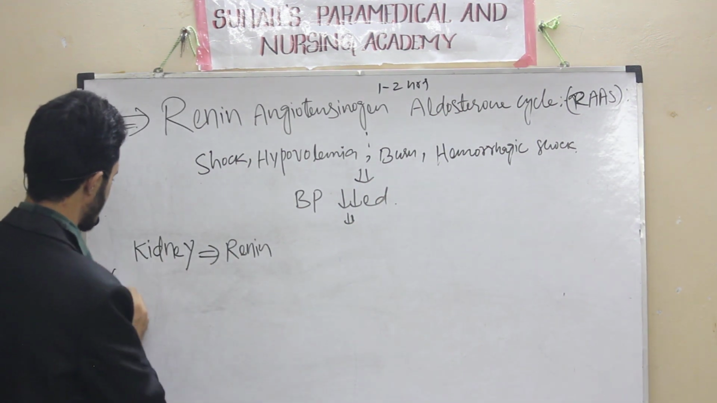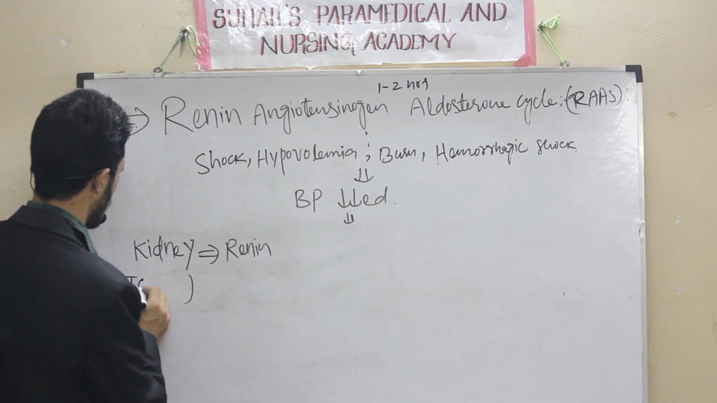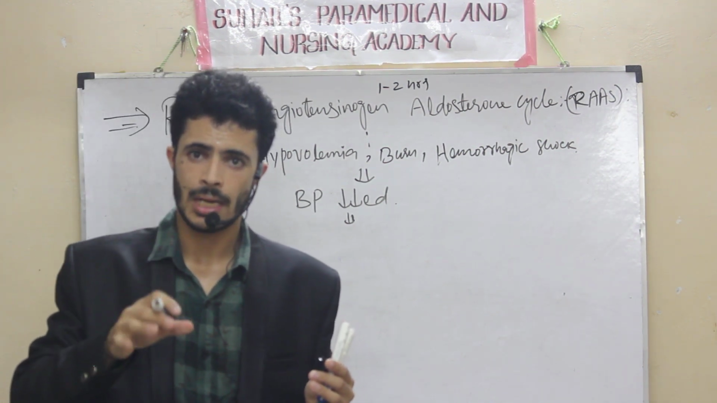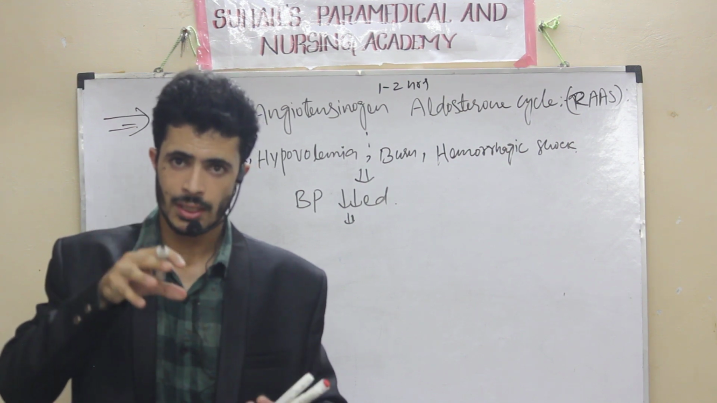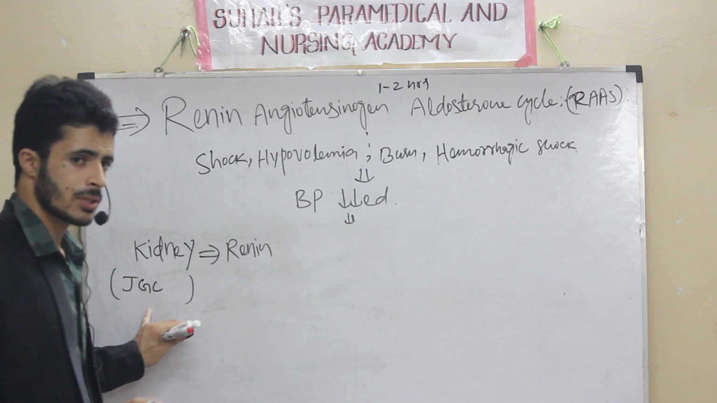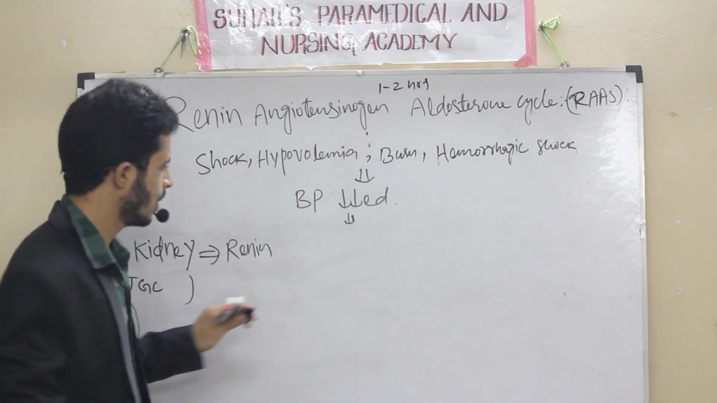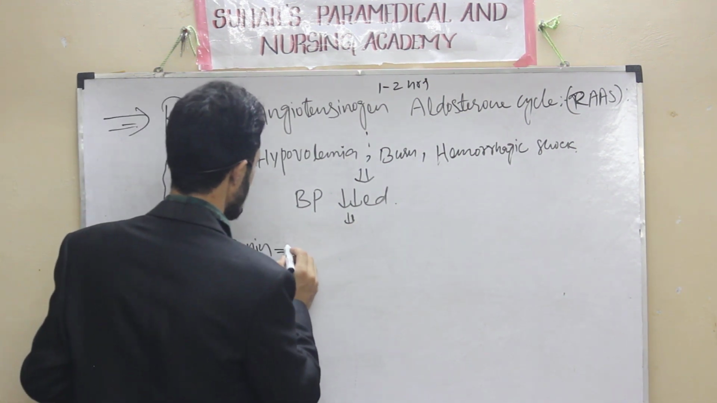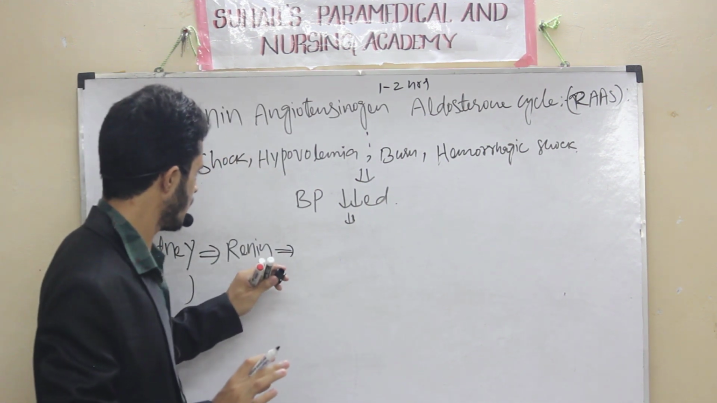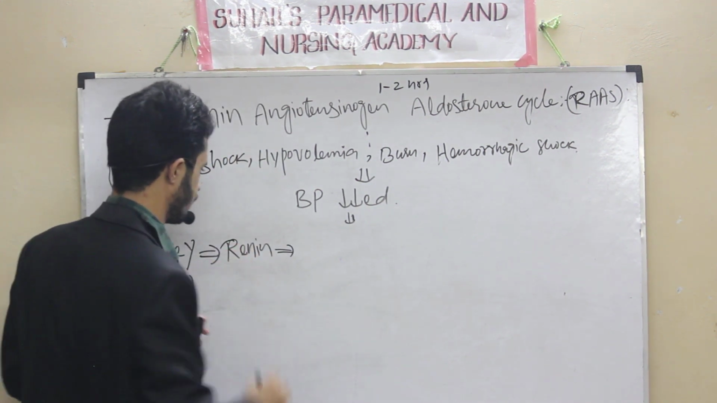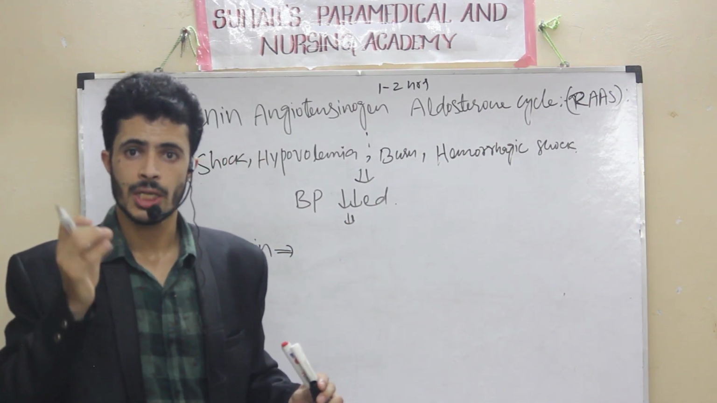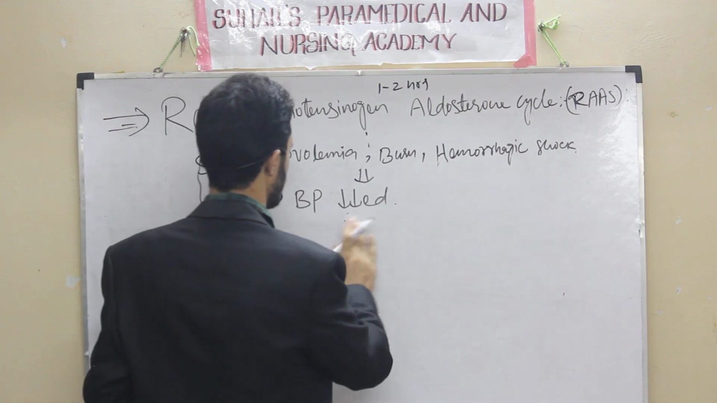Where in the kidney is it secreted? From the juxtaglomerular cells, JG cells. There is an apparatus within the kidney called the juxtaglomerular apparatus. From the juxtaglomerular apparatus, this renin hormone will be secreted. What does renin do? Already in the blood there will be availability of angiotensinogen.